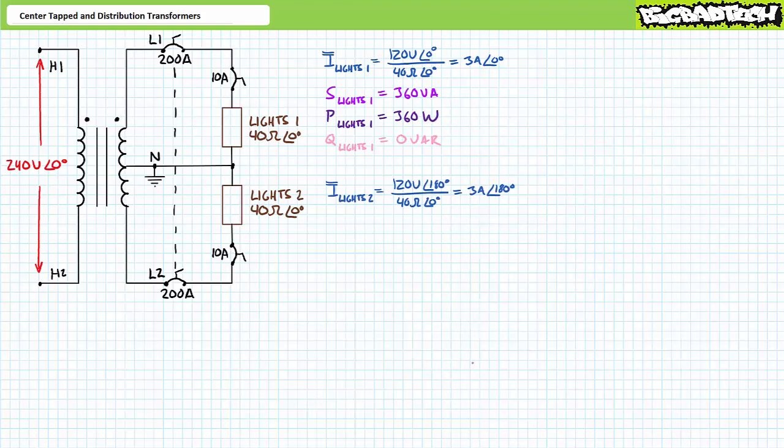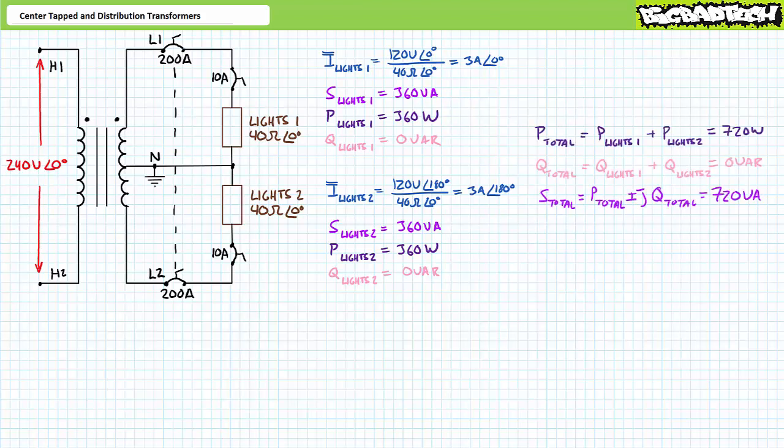Similarly, an application of Ohm's law demonstrates the second lighting load draws 3 amps at an angle of 180 degrees, equal in magnitude, yet perfectly out of phase with the lighting load on L1. A subsequent application of the AC power formula demonstrates the second lighting load also consumes 360 volt amperes of apparent power, of which 360 watts is directed towards real power and 0 VARs is directed towards a reactive interchange. In totality, this system is supplying 360 plus 360, or 720 volt amperes.